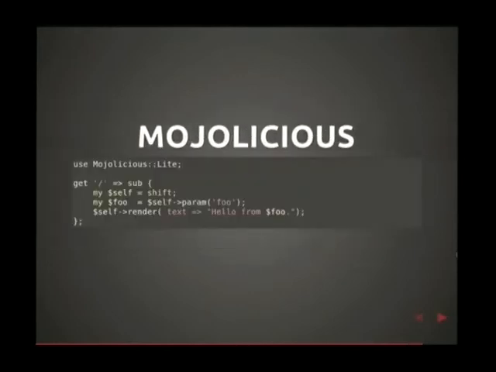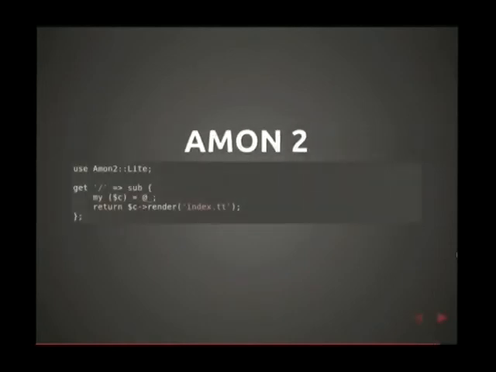Mojolicious, this is Mojolicious Lite, very similar to Dancer, a bit longer. Get slash, and there's a context variable, and foo, and you call param, and then you can render with some text or whatever it is you want. Amon2 also exists. Use Amon2 Lite, and then you can do a get, another context variable, and then you call render on it. Pretty much the same thing.